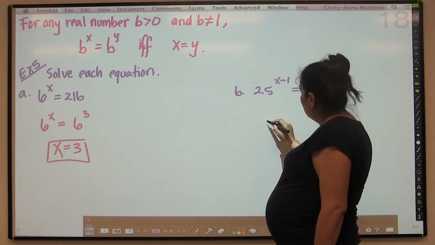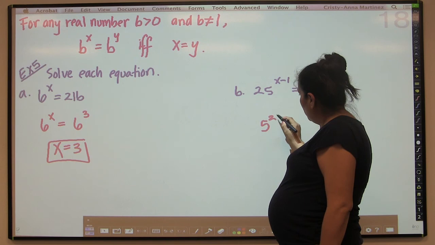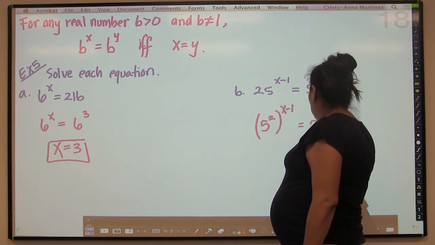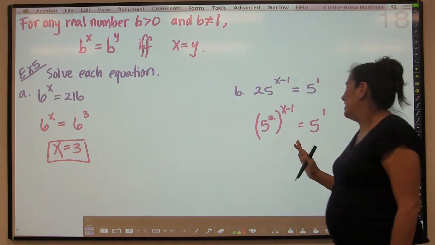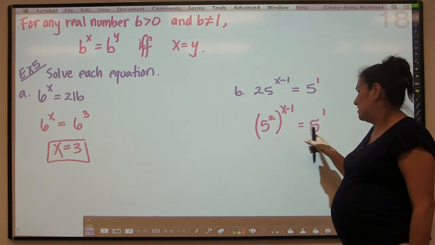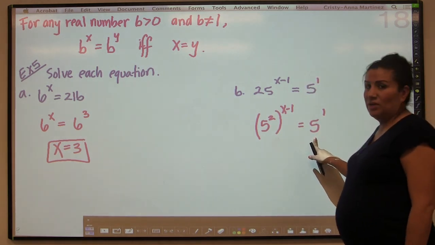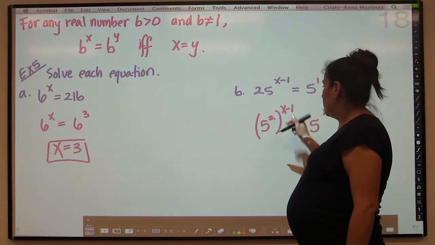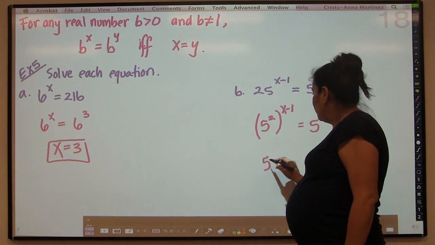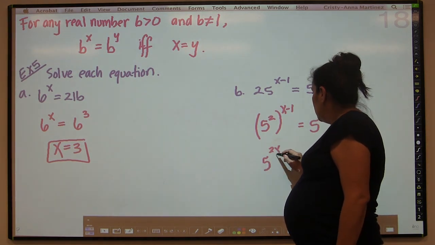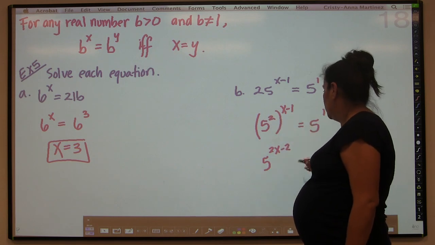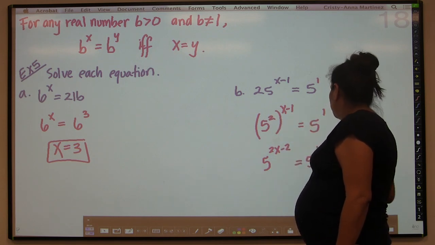So instead of 25, we can write 5 squared, and then that's to the x minus 1 power, and then 5 to the 1. But we still don't quite have the same base, because this is 5 squared and this is 5. But we learned in our previous lesson that when you have a power raised to a power, you can multiply the exponents. So then we can write 5 to the 2x minus 2. So 2 times x is 2x, 2 times negative 1 is negative 2, equals 5 to the 1.